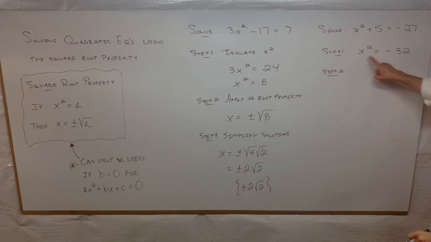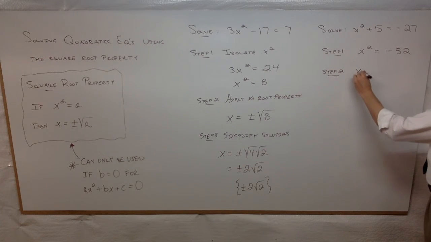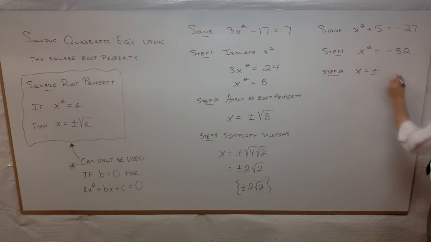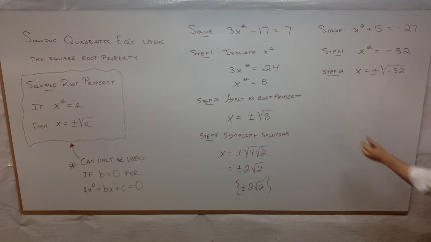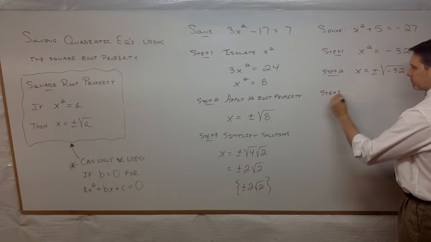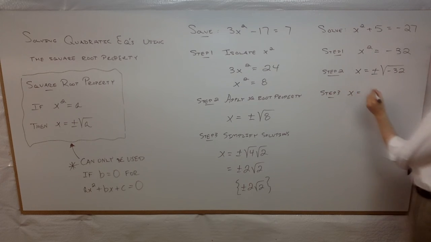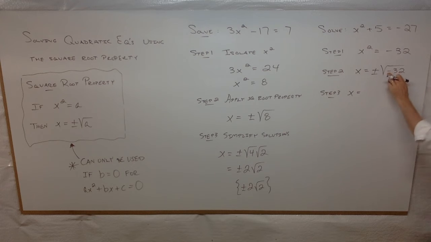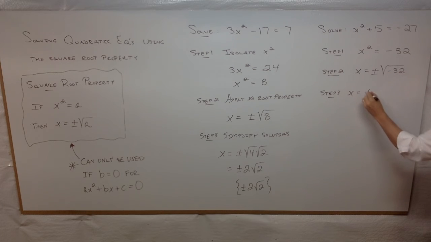Well, there you go. Step 2, now you apply the square root property. You have x squared equals a number. Well, then x has got to equal plus or minus the square root of that number. So plus or minus the square root of negative 32. Okay, and then step 3, well, you need to clean up this answer. And this one definitely needs to be cleaned up. Number 1, you got a negative there, which means we're talking imaginary, but one step at a time.